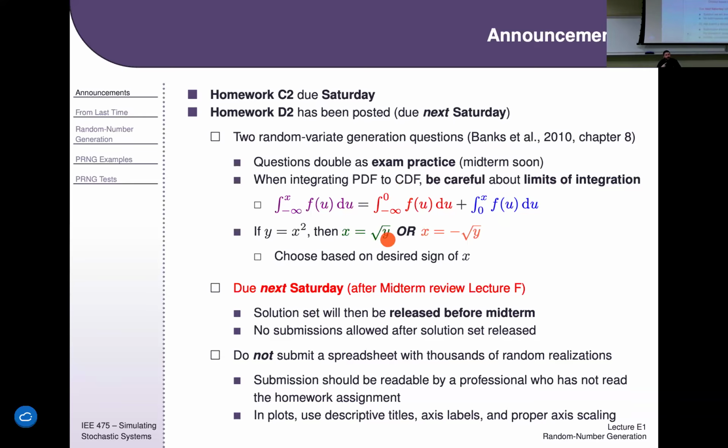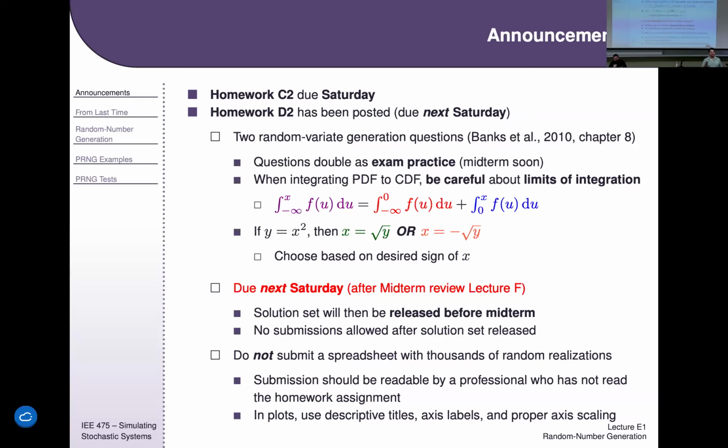In the second question, you're going to have to invert a square. And when you invert a square, remember, when you think of the square root, you can have a positive square root or a negative square root. So either one is mathematically legitimate, but they're not always statistically legitimate. So when you take that inverse to generate your random-variate generator, you have to ask yourself, what's the range of this random variable? If I were to choose positive here, will that put it inside my desired range? If not, then maybe I should have chosen negative instead.